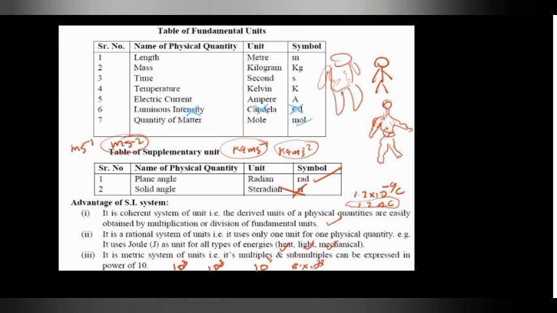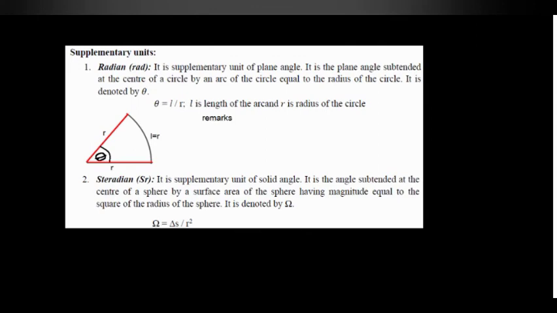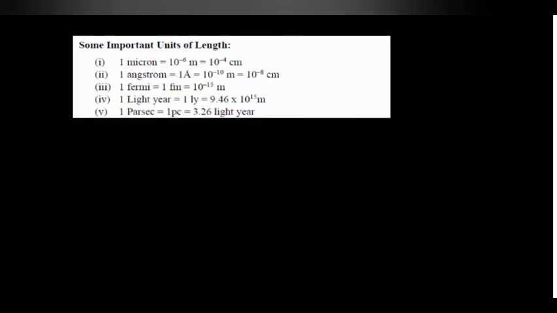Okay, next up, the supplementary angle is like the radian. These are really simple things you need to know. And there are some important units of length, like the micron, or micrometer, which in centimeters is 10 to the power minus 3. The angstrom we mostly use in measuring atomic level radius, and the fermi. This is something you will have to learn in university. Extreme cases, I'm not going to take. And the light year, you have to.